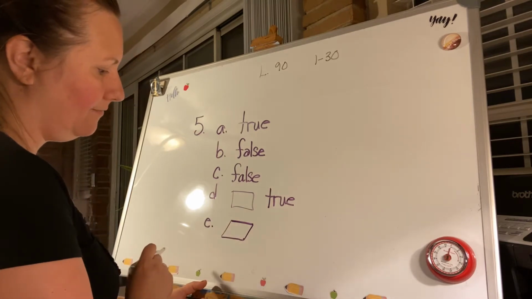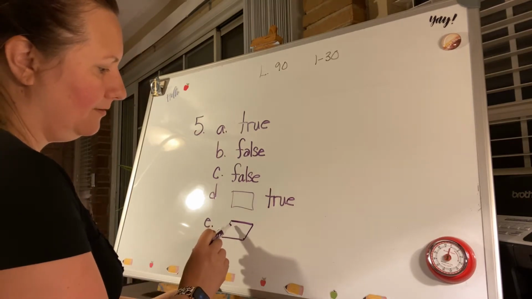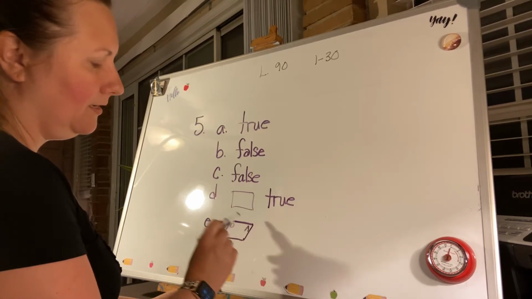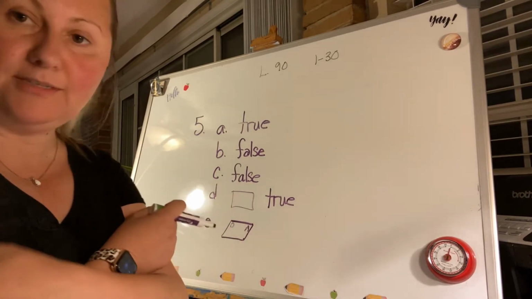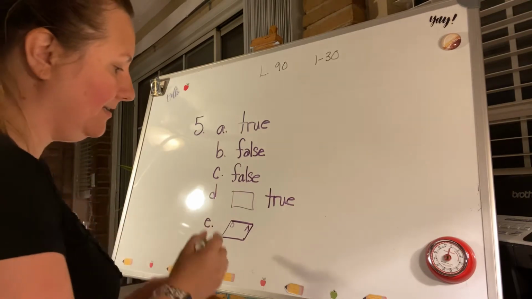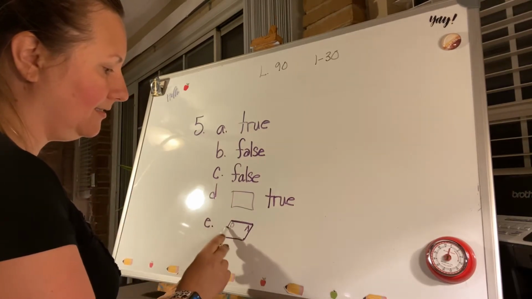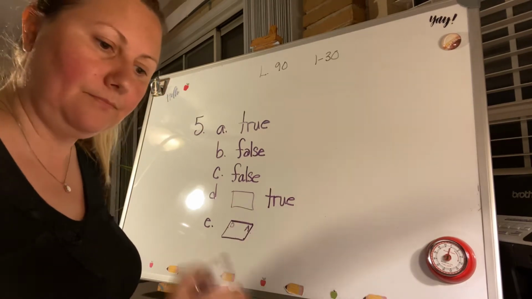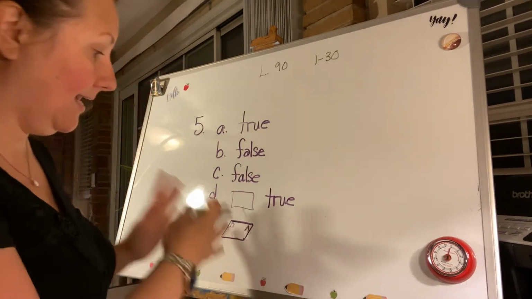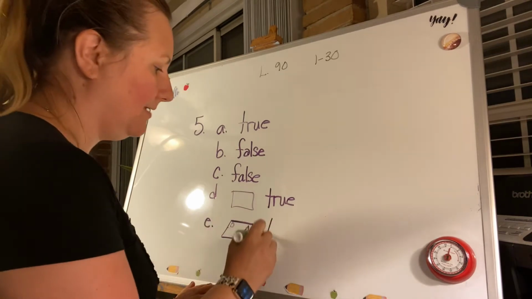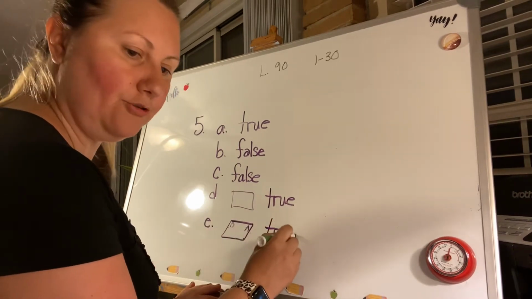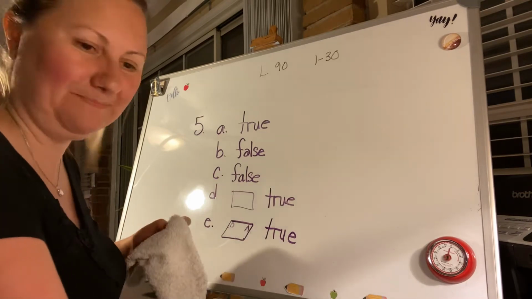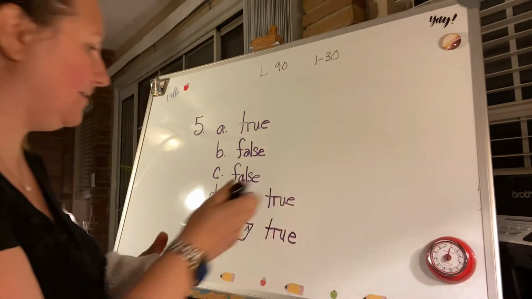Okay, you have an obtuse angle, and you have acute. They're parallelograms because there's two pairs of parallel lines. This is parallel to this, and this is parallel to this. But this has no right angles. So the answer is true. Some parallelograms have no right angles. All right, let's move on.